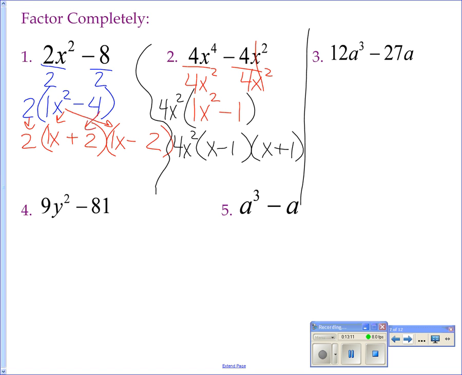All right, number 3, 12a to the 3rd minus 27a. All right, Stephen A., what do I do first? What goes into 12 and 27? Close. 6 doesn't go into 27. So something smaller. 3. What else do I write under both of them? A. Okay. Samari, what do I do next? All right, what does that give you?